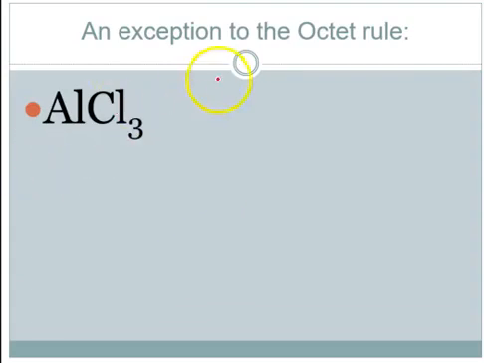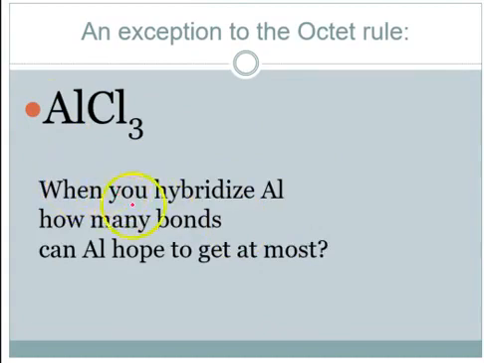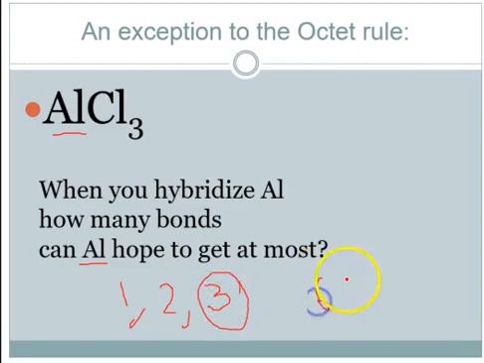All right, so let's look at aluminum trichloride. So first I'm going to, oh, that's just aluminum chloride. That's not aluminum, it's a metal. So this is aluminum chloride. When you hybridize aluminum, how many bonds can aluminum hope to get at the most? The reason I'm pointing that out is aluminum is in column 3. Remember, elements in column 1, 2, or 3 do not get all 8 electrons. At most, he is hoping to get 6 electrons.